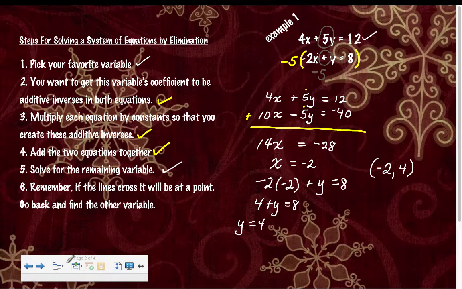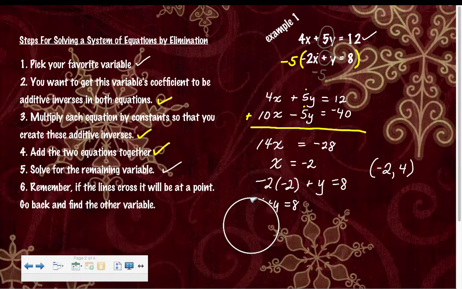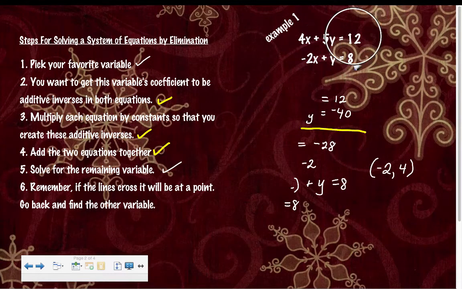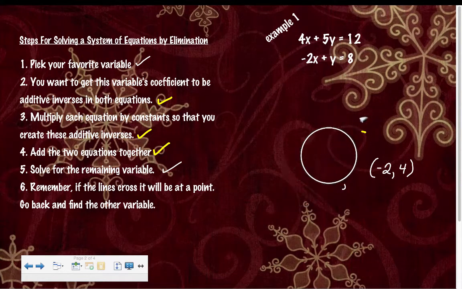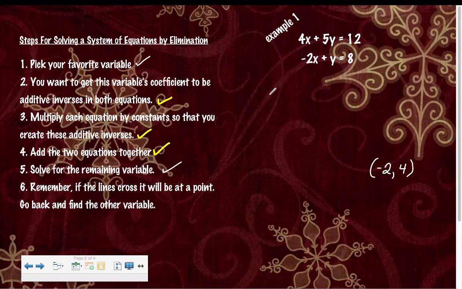Well, to make sure, I can do a check. So I'm going to clean up this page right here, and I'm going to check my point into both equations to make sure it works. So 4, put a negative 2 in for x, plus 5, put 4 in for y, should get me 12. Negative 8 plus 20 does indeed get me 12.